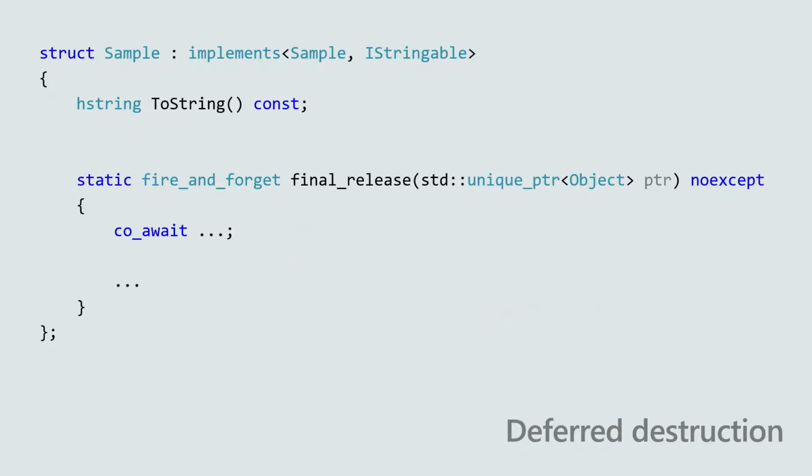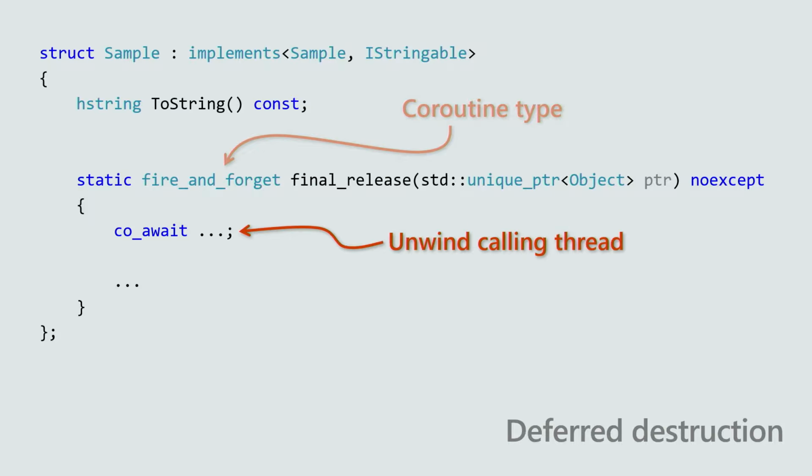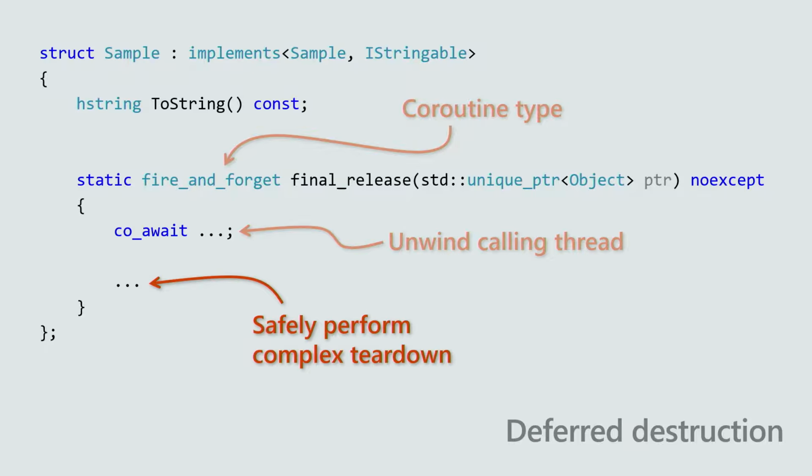Even more interestingly, you can turn final_release into a coroutine. So here's my coroutine type. I can now unwind the calling thread. I can switch to the background thread. I can switch to a specific UI thread. That's often a requirement for UI applications. And then we can safely perform any complex teardown within the context as before, but with the added ability to switch the context to anywhere you'd like. So this is a dramatically more powerful way of dealing with teardown than you would have with simply a destructor.